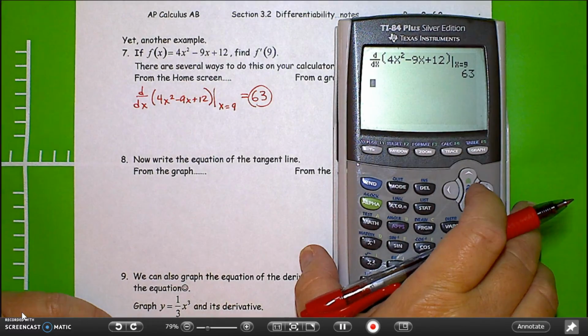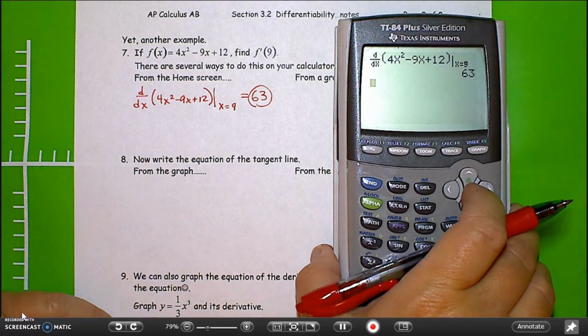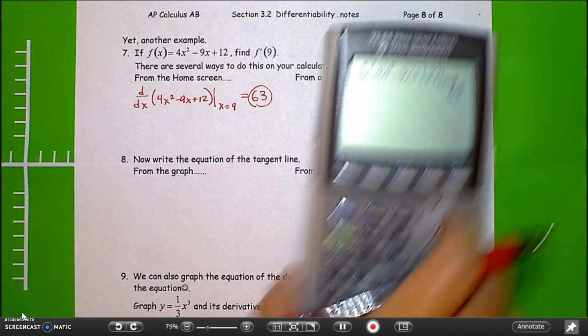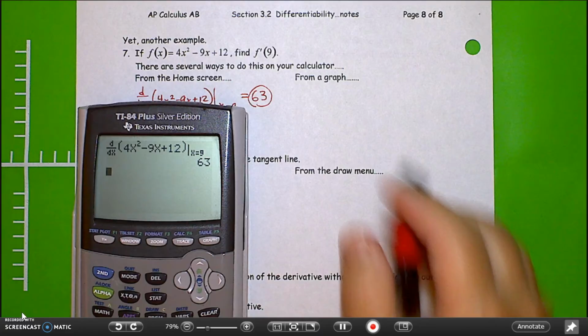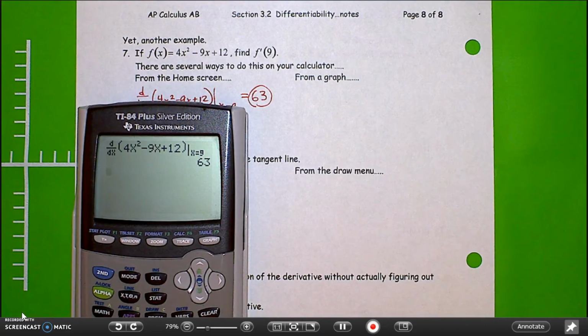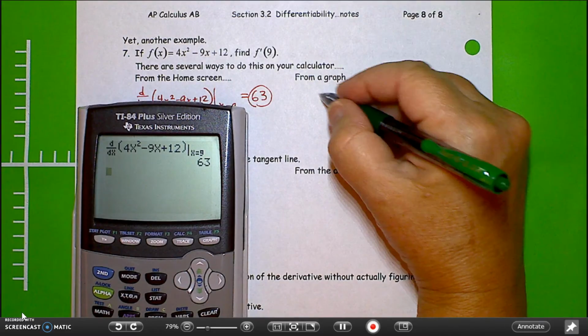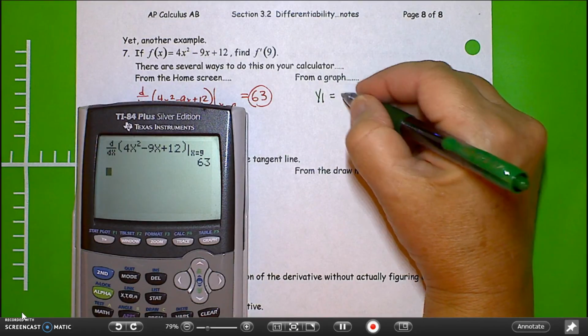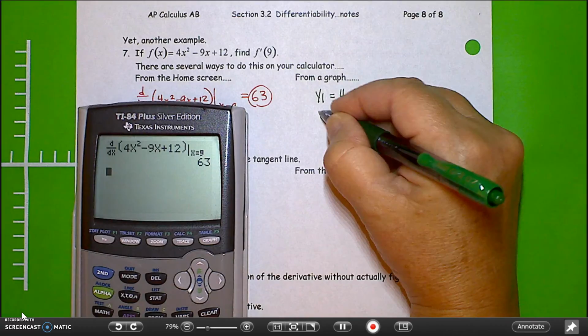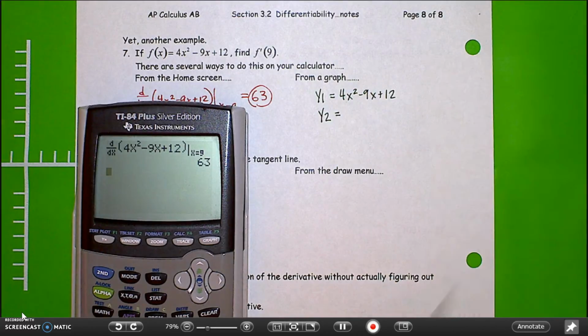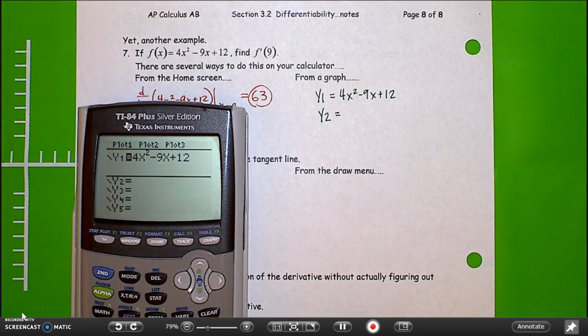We could also graph this function, and there's actually a couple ways that the graph can help us here as well. So from the graph, let's go to our y equals screen. I'm going to put in y1 is this function. Now I'm going to put in y2, the derivative of the function. So let's go on and do this. I've already put the function in here.